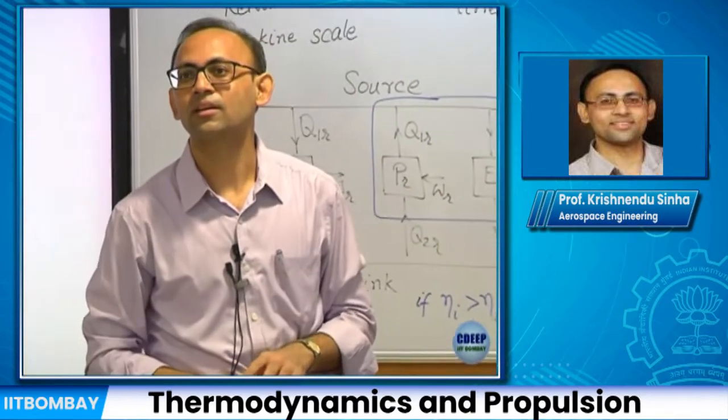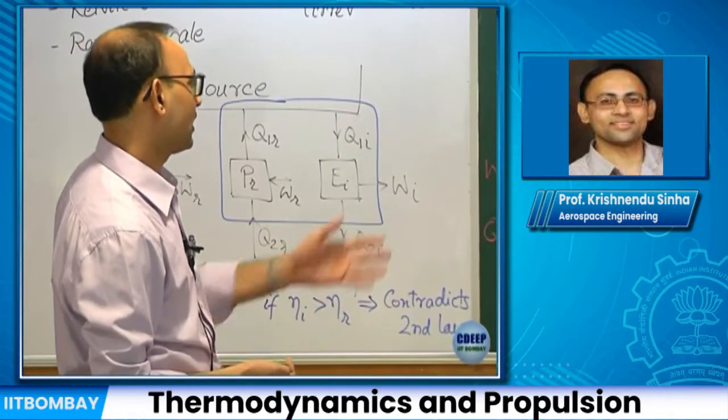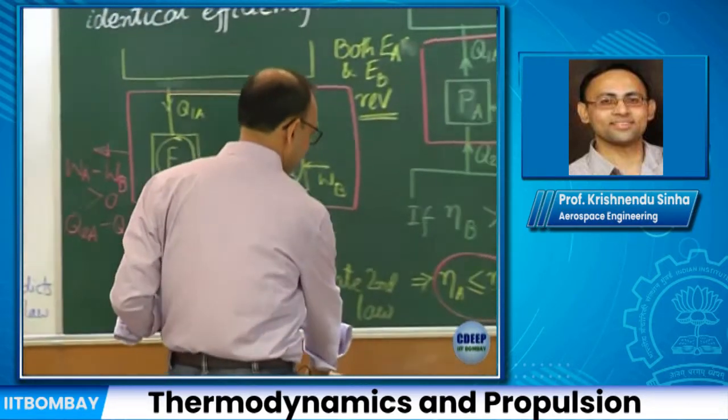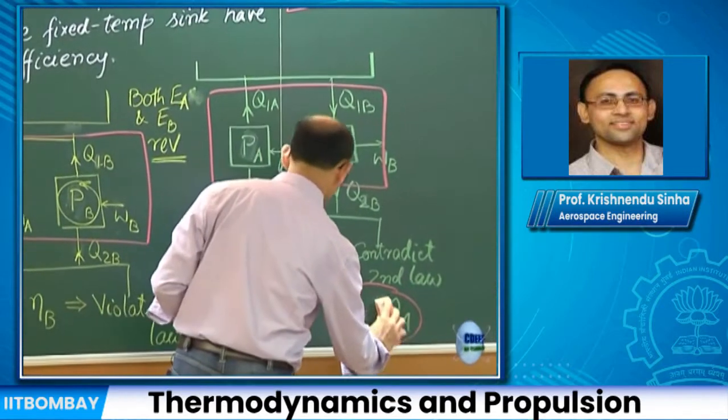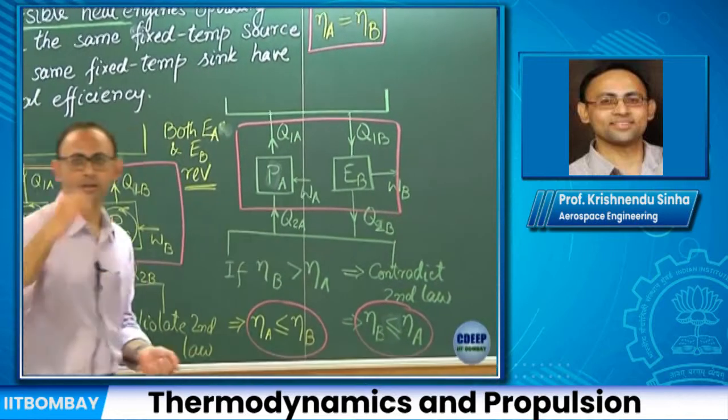Question? Did I make a mistake? Yeah, right. Thanks. Essentially, I ended up writing the same thing. Eta B less than or equal to. Okay, great.